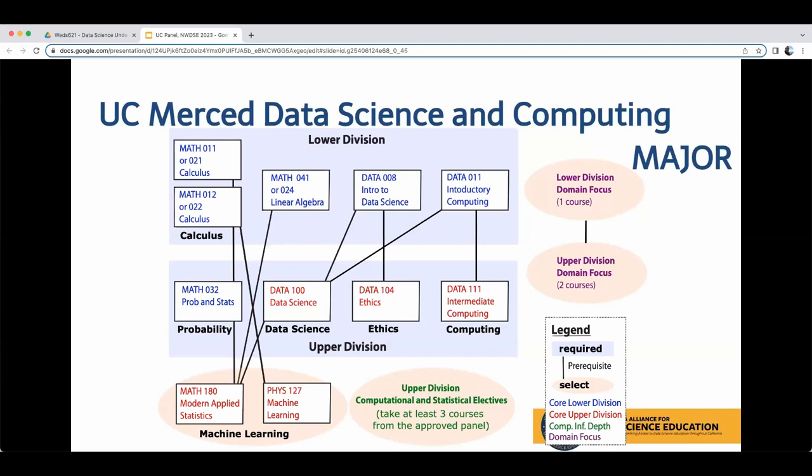And then on the very last column there are three courses in their domain emphasis. Okay, so right now we have six domain emphases proposed, in chemistry, physics, I think it was mechanical engineering, or material sciences, physics, and applied mathematics. Okay, so that's our major. That's going to be a proposed major.